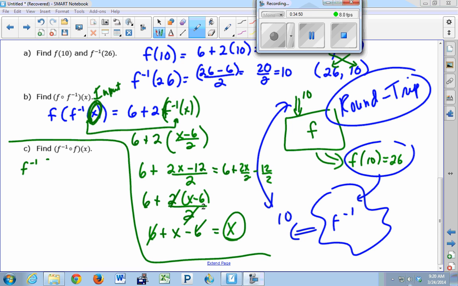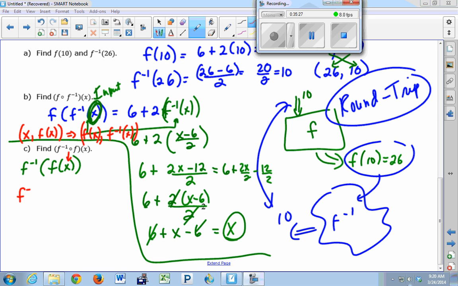So if we compose these two functions, notice your first input is right here. You're putting x into the f function. So your first input and output would look like this, x, f of x. That would be your first input and your first output. Then you're taking f of x and putting it into f inverse. So you're performing two functions in a row, right? So let's take a look. What is f of x? f of x is 6 plus 2x.